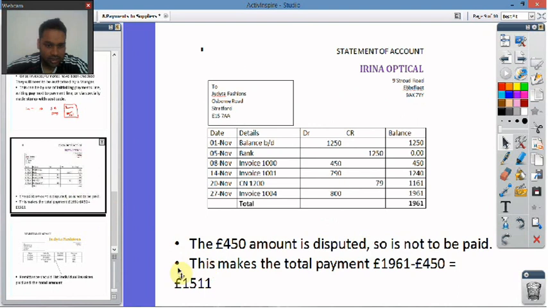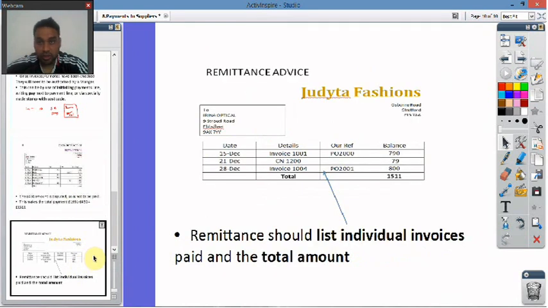The reason could be a dispute. Maybe it was sent and it was faulty, and you sent it back, and they've still invoiced you for it. So that's one dispute that could happen. There are obviously other disputed reasons. Maybe they didn't even send it. So anyway, thank you for listening.